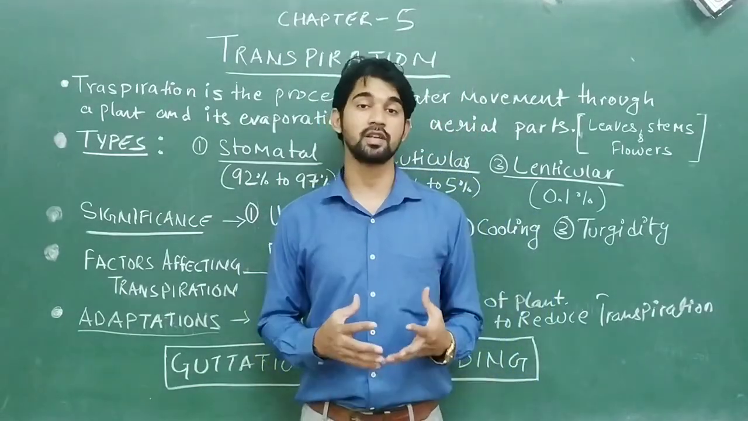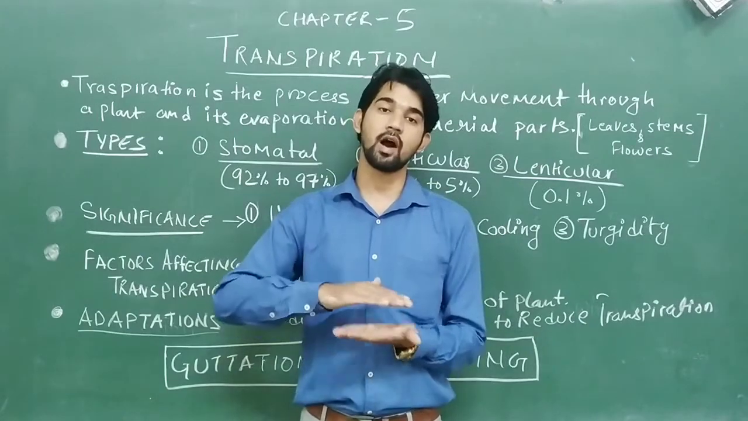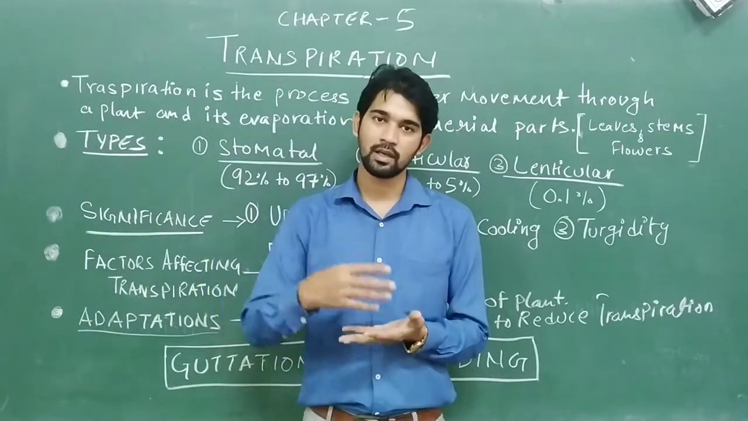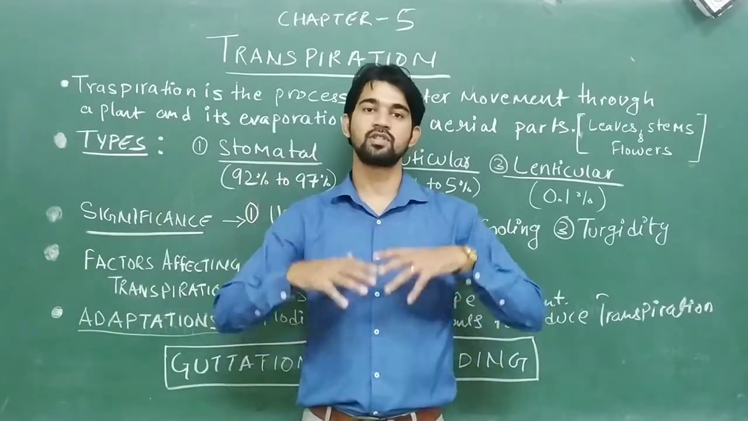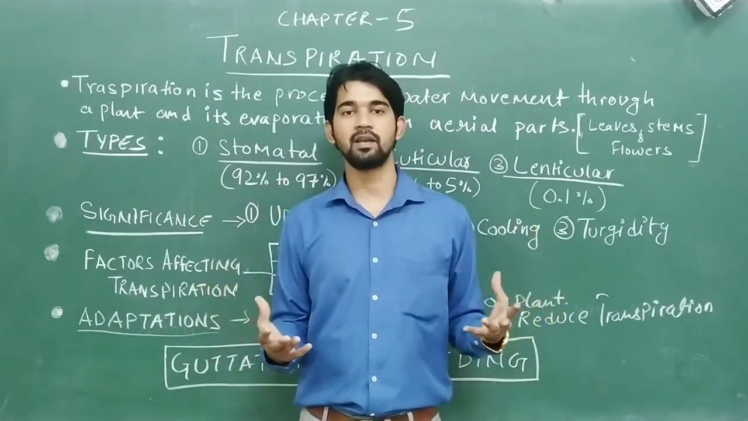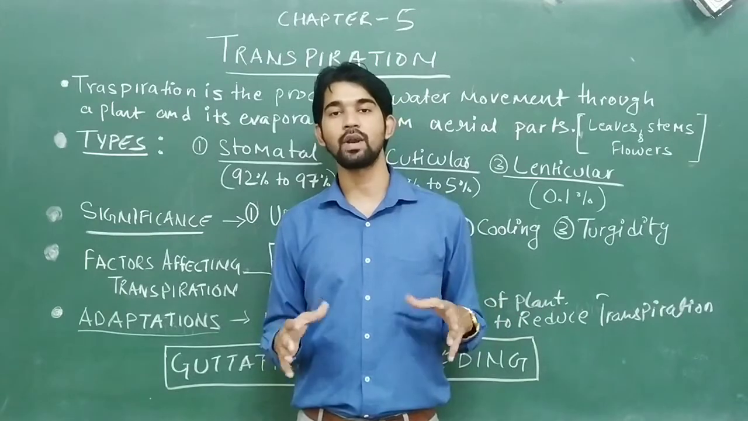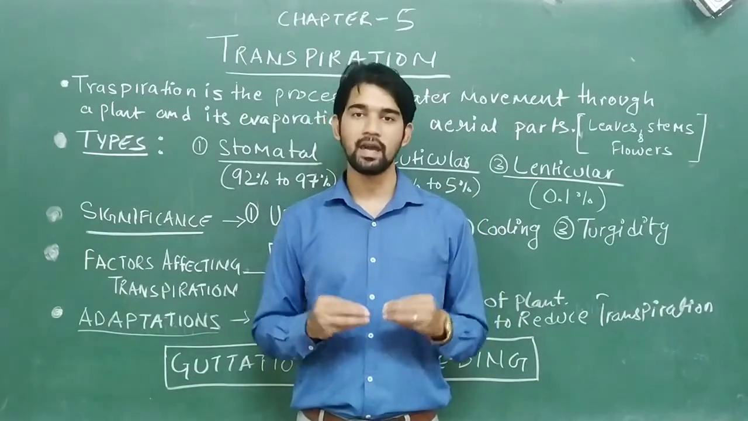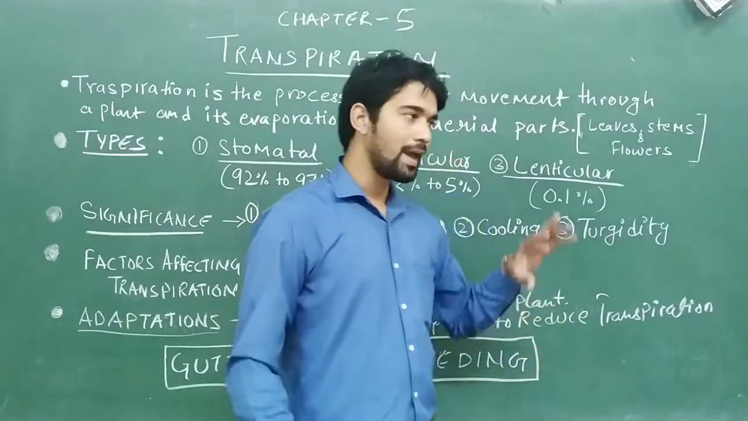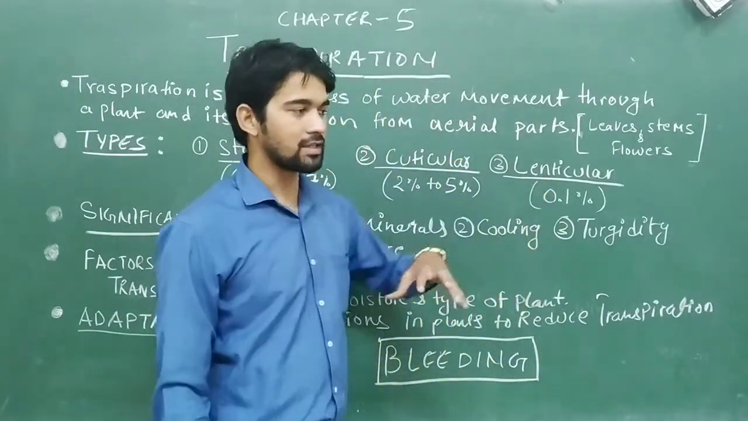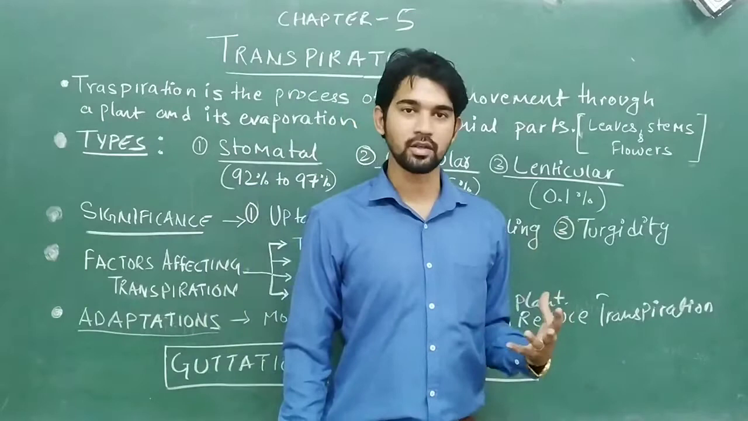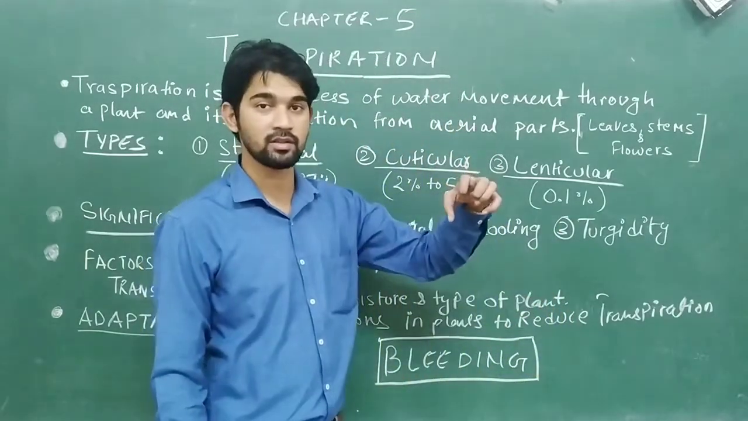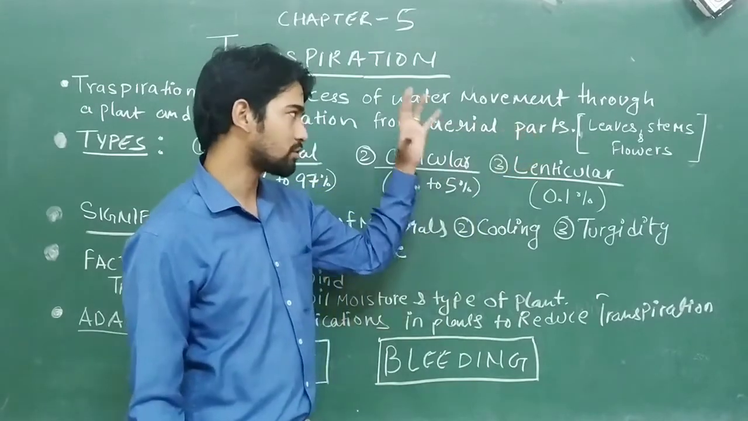The aerial parts are the parts which are above the soil. So roots are below the soil, and the rest of the plant is termed as aerial parts. So when aerial parts of the plant lose water by the process of movement, then it is known as transpiration.